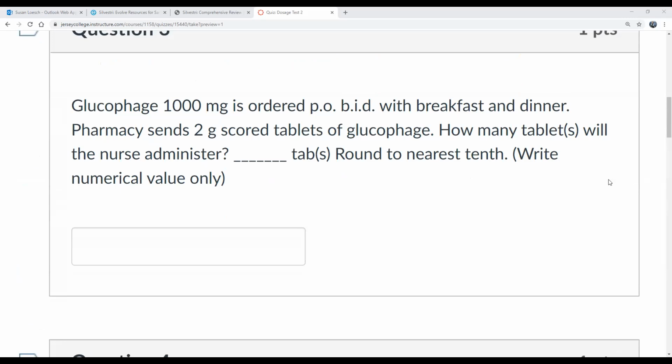Glucophage, 1,000 milligrams, PO, BID with breakfast and dinner. Pharmacy sends 2 grams scored.